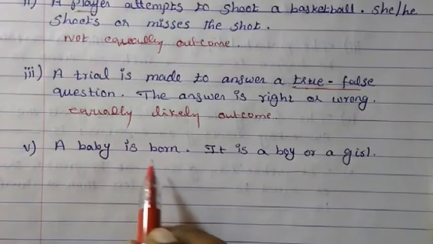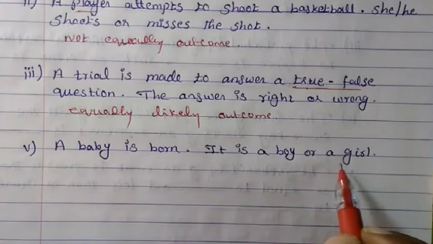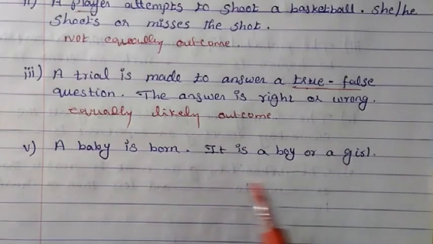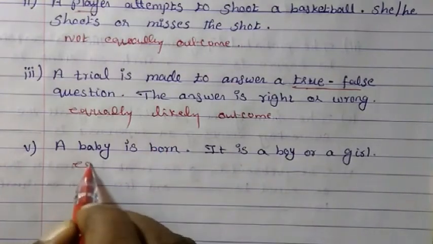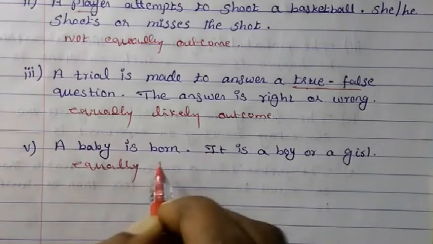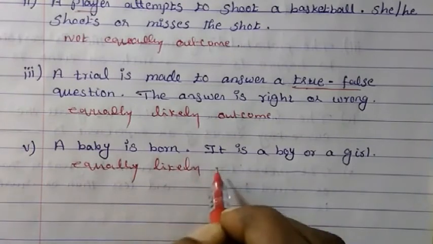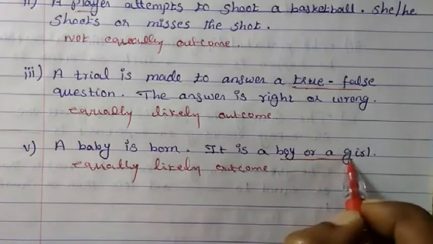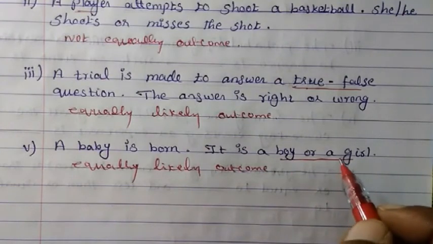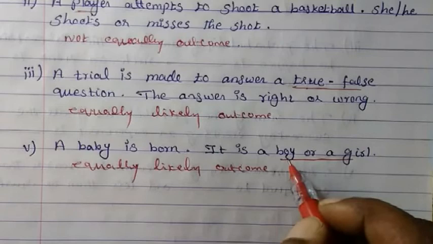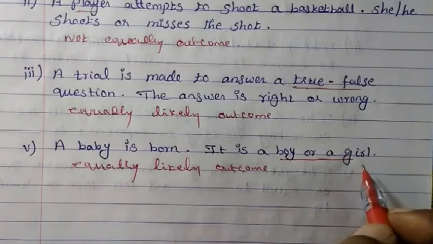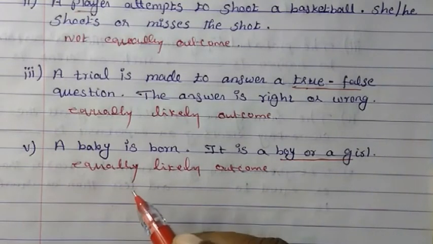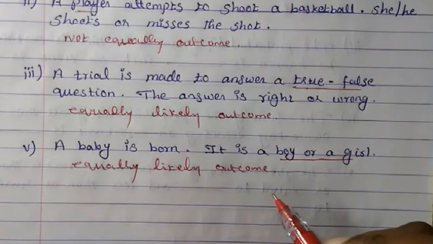Now the last one, a baby is born. It is a boy or a girl. Now this type will come under equally likely outcome, because for a boy or a girl, we don't have any other condition there. Either the child should be born a boy, or the child should be born a girl. There is no other condition for this. Therefore, this comes under equally likely outcome.